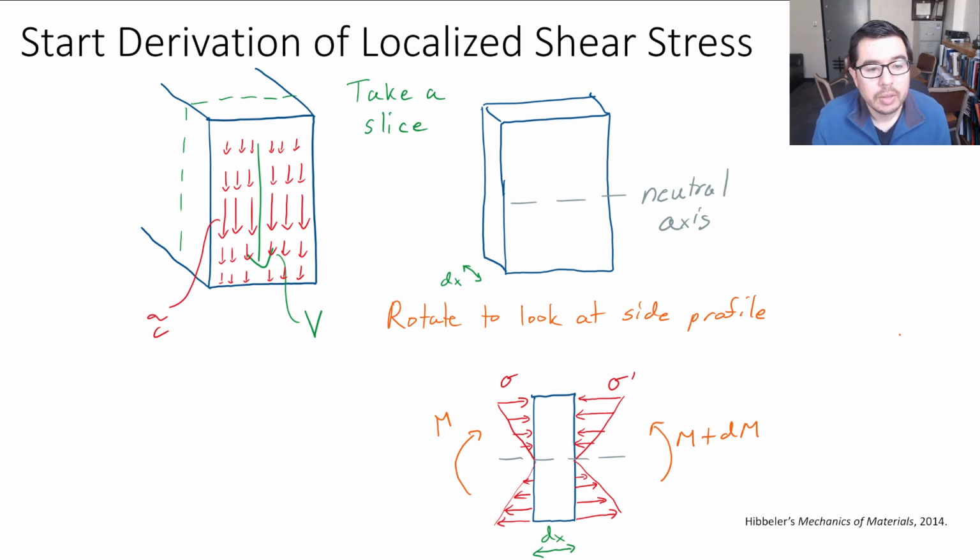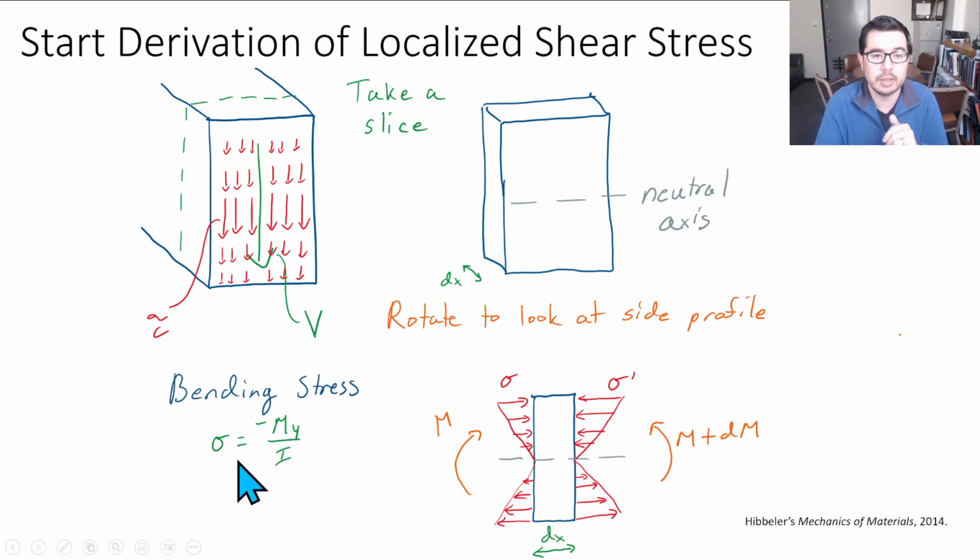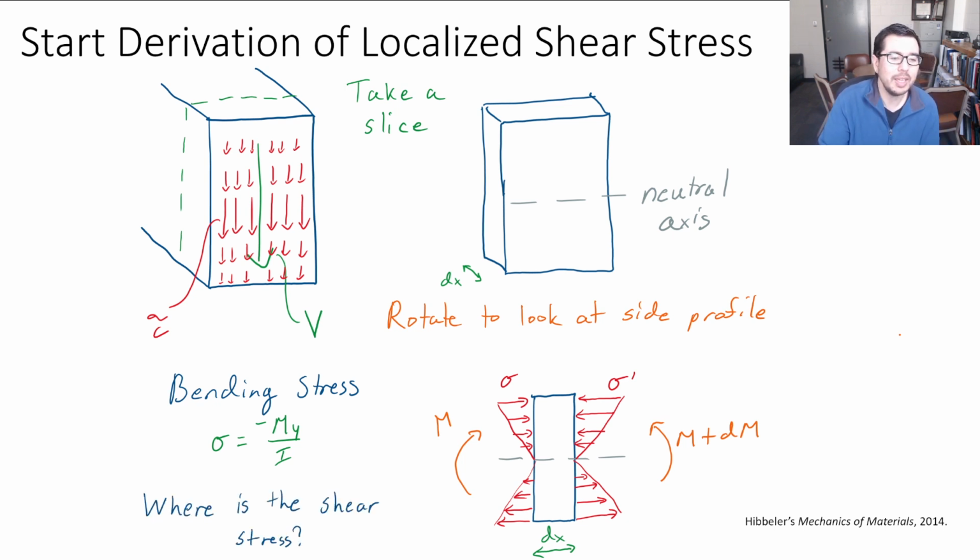Well, we know that, I mean, we derived this previously. If we have a bending moment, we can think of the bending stresses as given by the flexure formula, not the shear formula. That's what we're trying to derive. So we still haven't figured out where the shear stress is on this slice, on this cut. So what are we going to do?